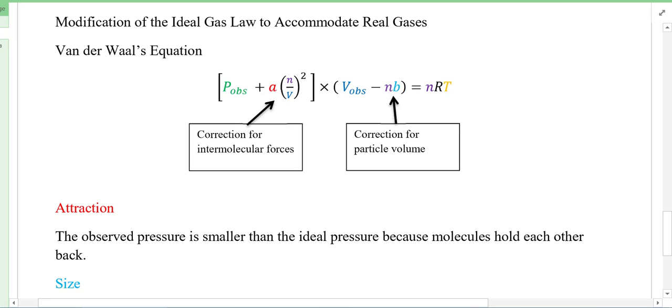Now, this is the big thing. This is PV equals nRT. All right, so the pressure, the observed pressure, a is the correction for intermolecular forces, which is the next chapter in this textbook. It's usually one of the beginning chapters of Chem 2. n is the number of moles, V is the volume squared. V is the observed volume, with a correction for particle volume. That b is a constant, and n is the number of moles.